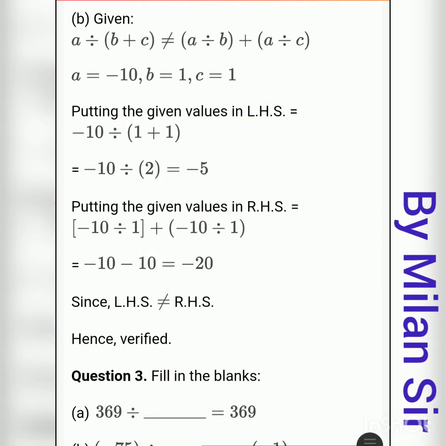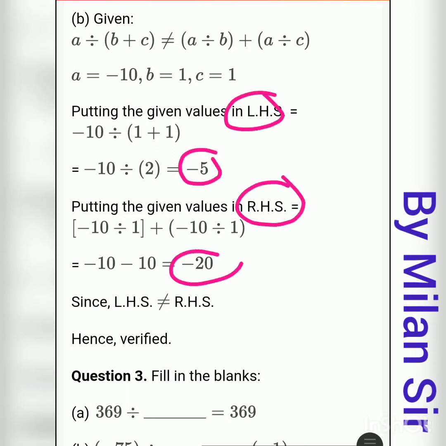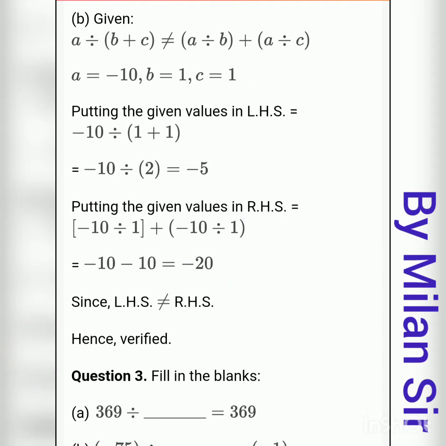So here our left hand side is equal to minus 5 and right hand side is equal to minus 20. These two answers are not the same, so we can write like this, since LHS is not equal to RHS. Okay, LHS is not equal to RHS, hence verified. Here we need to find the answer of left hand side and the answer of right hand side, and we just need to show that these two answers are not equal. So after that we can write like this, LHS is not equal to RHS.